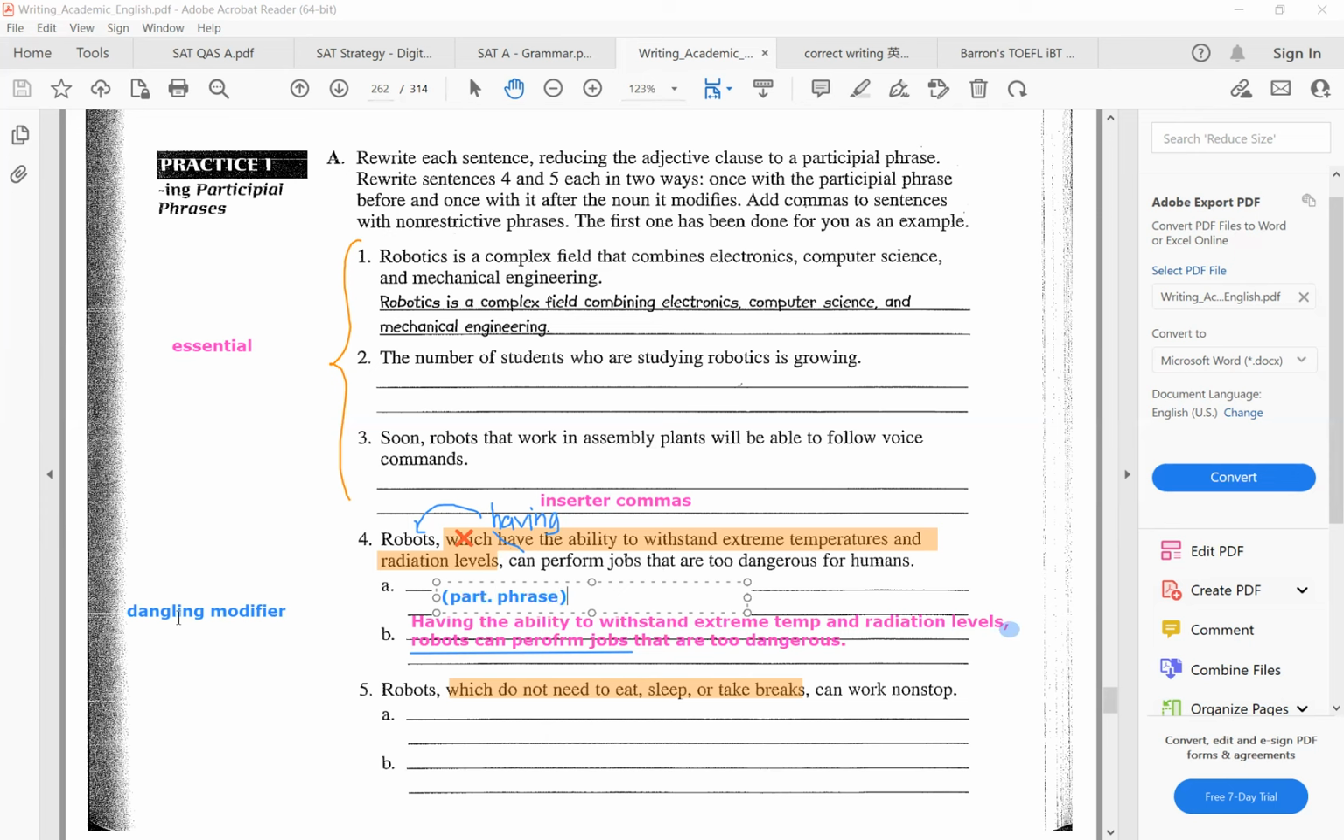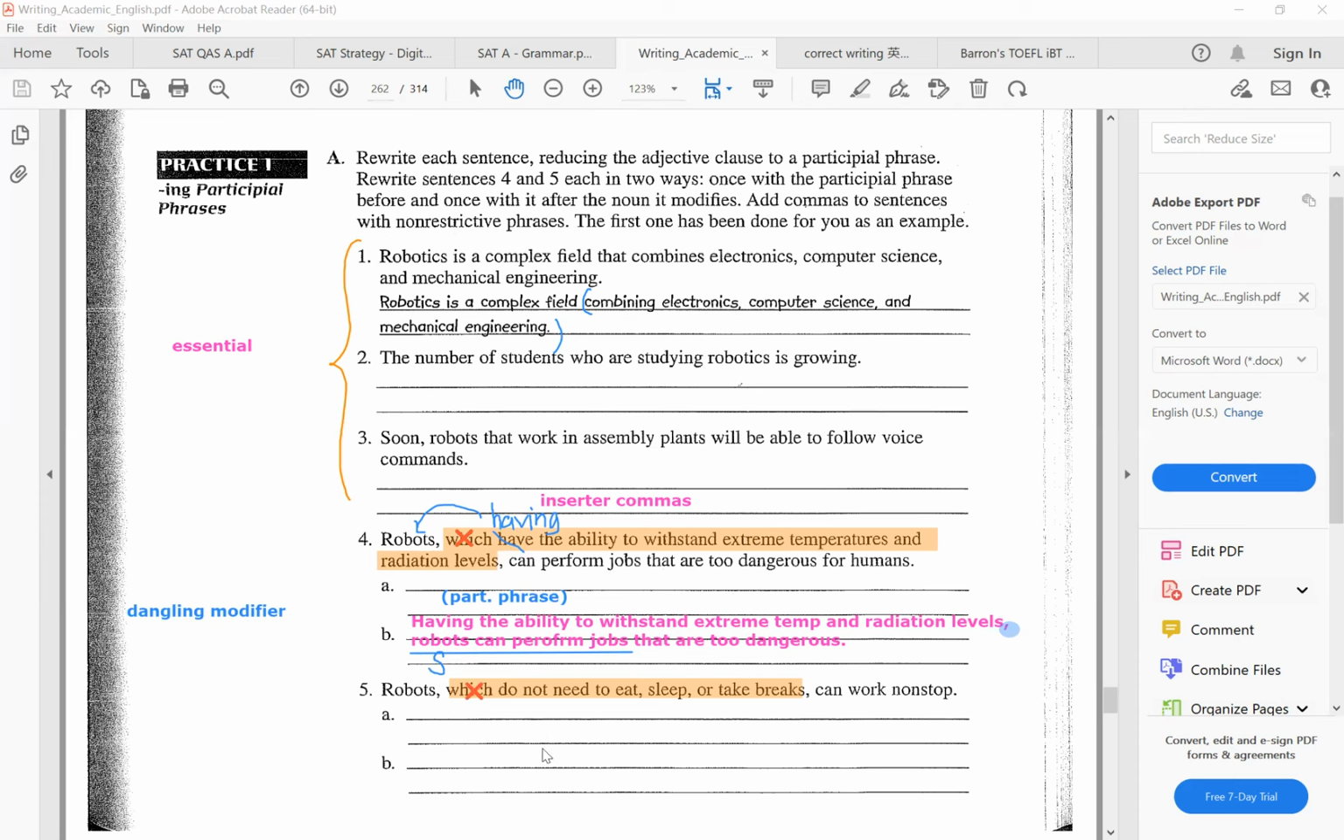And a participle phrase is a modifier. So it always needs to modify the subject after the comma. So in this case, it's modifying robots. All right. But you can only move the position of your participle phrase when it is non-essential. When it is essential, like in 1, 2, and 3, your participle phrase has to stay where it is, which is after the antecedent.